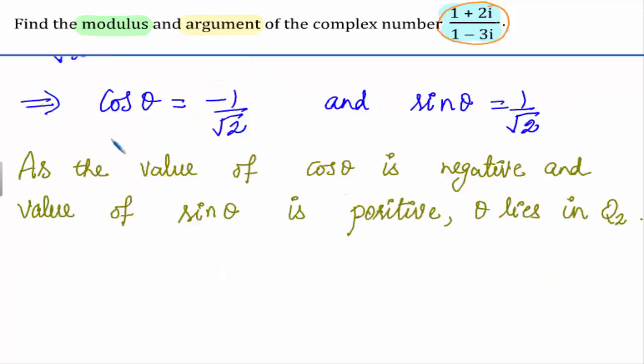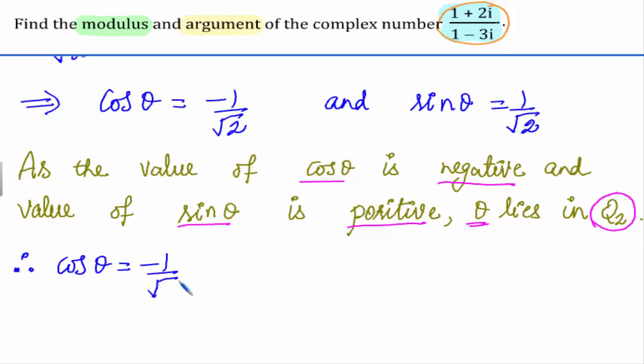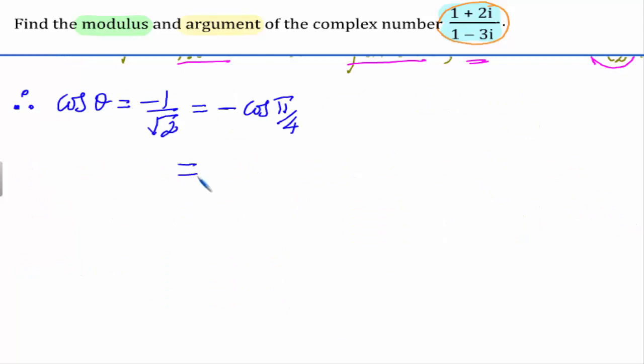Here we can see that the value of cos theta is negative and the value of sin theta is positive. Therefore, theta lies in the second quadrant. Therefore, cos theta is equal to minus 1 upon root 2. This will be equal to minus cos pi by 4. Since theta lies in the second quadrant, we can write this as cos(pi minus pi by 4). This will be equal to cos 3 pi by 4.